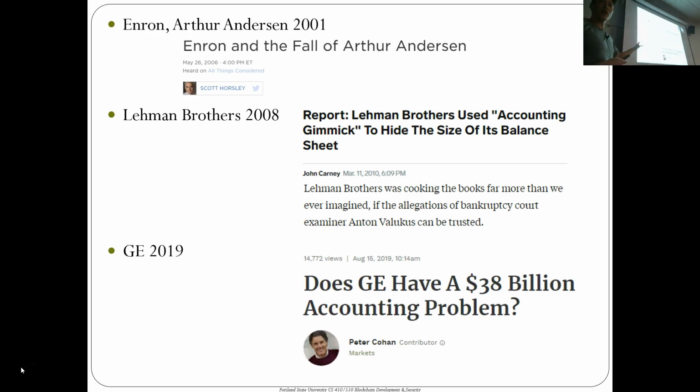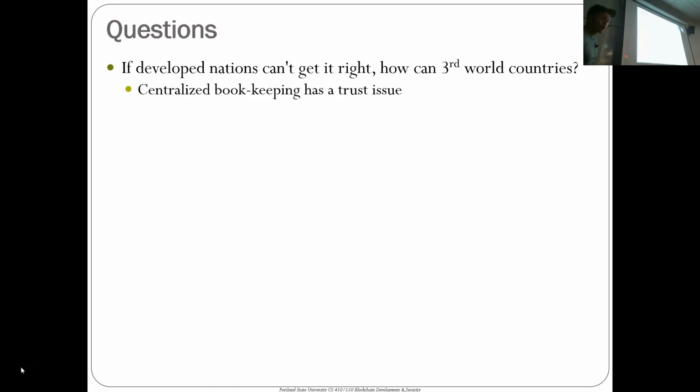And then this is what we're living through right now. GE, if you followed the news, is in severe trouble. They have a $38 billion accounting problem. And they were able to hide it for a long time by, well, allegedly cooking the books. This hasn't been proven yet, but I think there's smoke near this fire. So this is a problem, right? If people in developed nations can't get their books right, how can other countries do the same? So centralized bookkeeping has this trust issue.